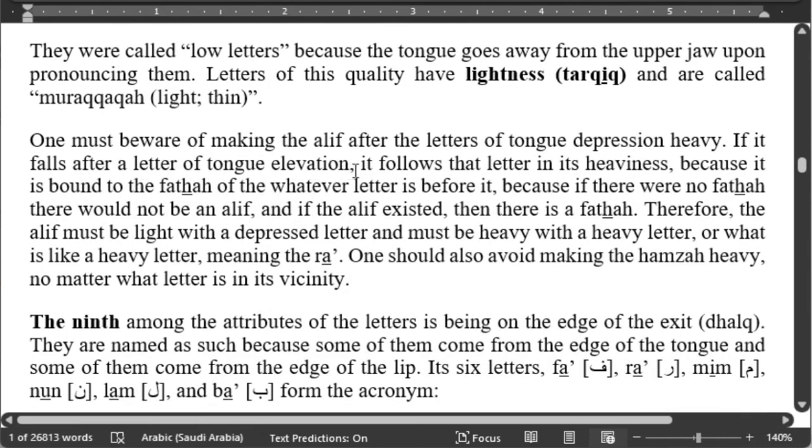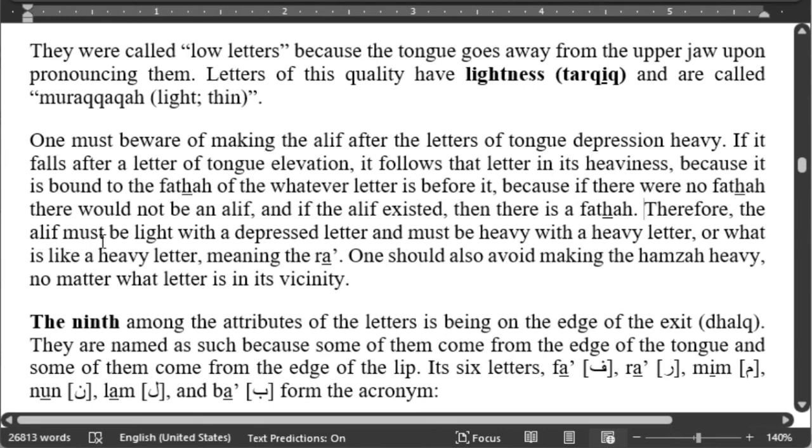So one must beware of making the alif after the letters of tongue depression heavy. If it falls after a letter of tongue elevation, the alif follows that letter in its heaviness. The alif will be heavy like the heavy letter that it follows because it is bound to the fatha of whatever letter is before it. Because if there were no fatha, there would be no alif. And if the alif existed, then there is a fatha.